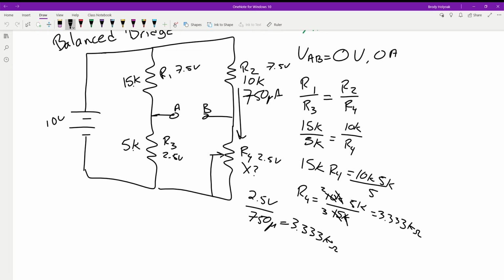Okay. Balance bridges are really simple. You just have to remember what is meant by balanced. There's no voltage, no current going through this. Then you can just solve each one as an individual branch.